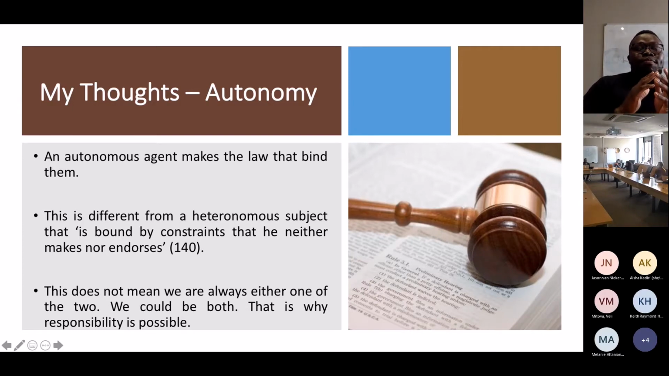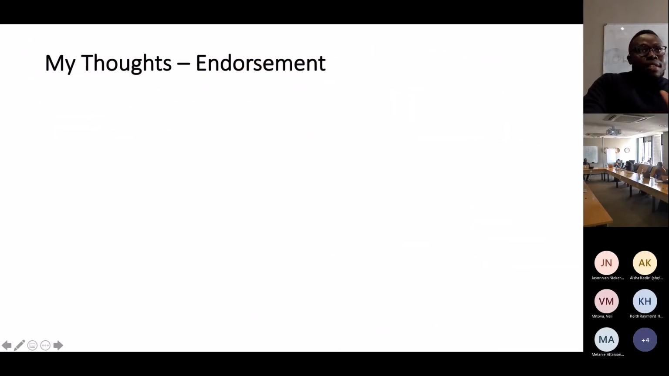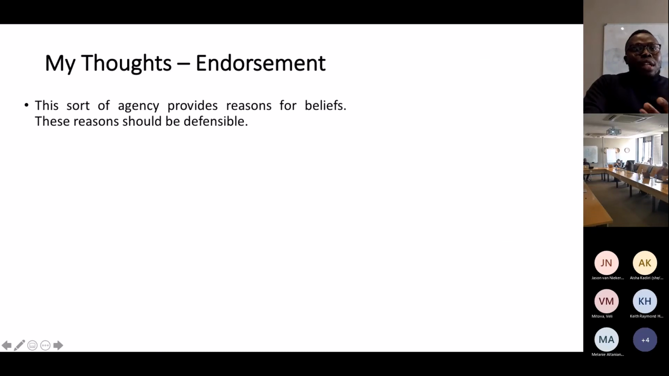And this doesn't mean that if you're an autonomous agent, then there is no room for you, for example, to be a heteronomous agent. That's exactly where responsibility comes in. That's why you could be held responsible for, say, the views you hold as an epistemic agent, precisely because there's something that goes into you holding that view. And this thing on what goes into you holding that view is almost like a story on endorsement, right? So this sort of agency provides reason for the beliefs that you hold. So I can't say, yeah, I was fed this information by my Facebook feed, so hey, I'm not responsible for it.